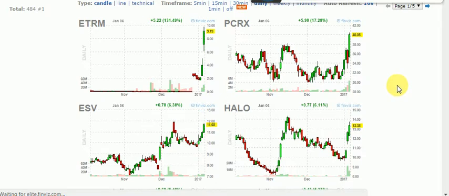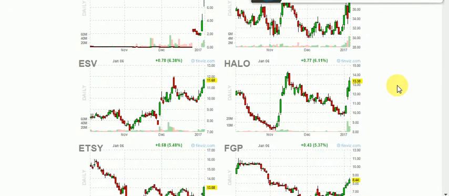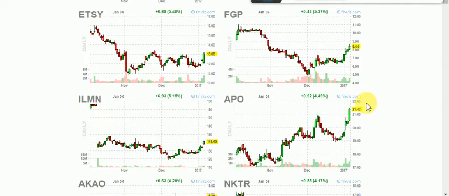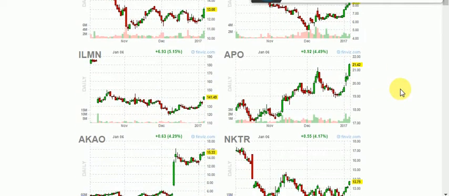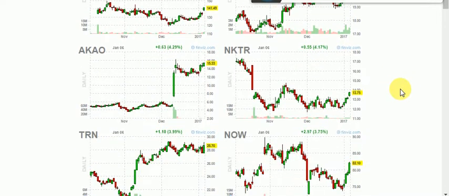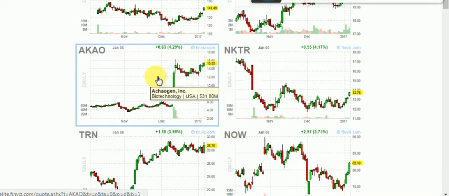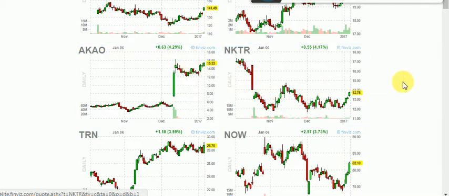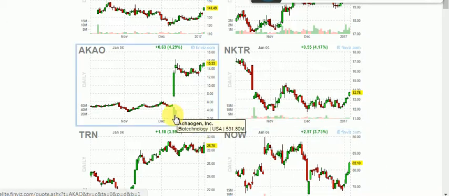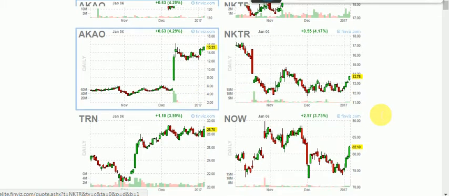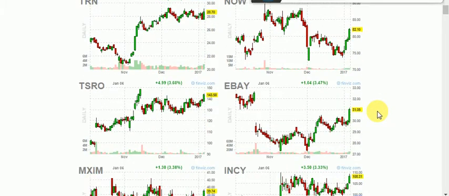ESV, ETSI, FGP, APO. So this AKO, have to be a bit careful. From 12 it looks like there's one more move coming. I just don't know if it's going to be a smooth move or not. Look at the volume just in the initial time, but now the volume is kind of negligible, right? Let's see if we can find something else, and see something which hasn't gone, right?